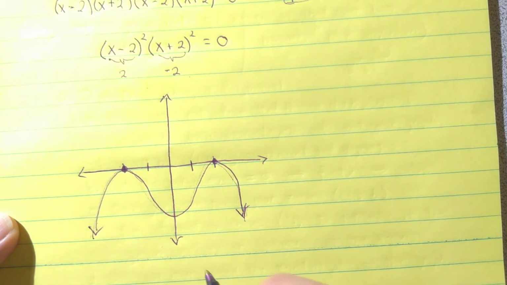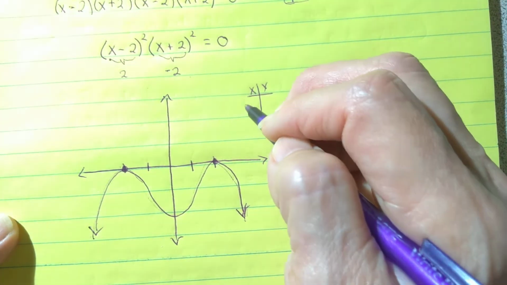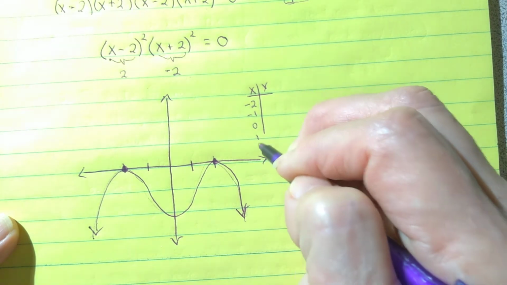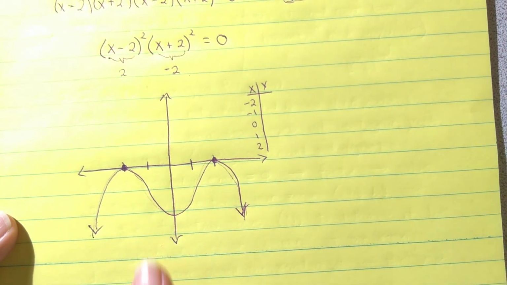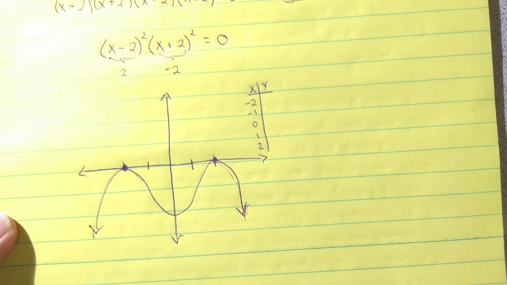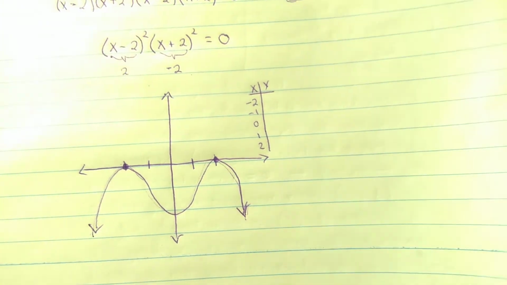Now, if you're one of those people who really like to have a perfect graph, you could also make an XY table to make your graph a little bit more perfect, but for what we're doing right now, that's all that you need. Okay, short, easy peasy lemon squeezy. Let's try the next one.